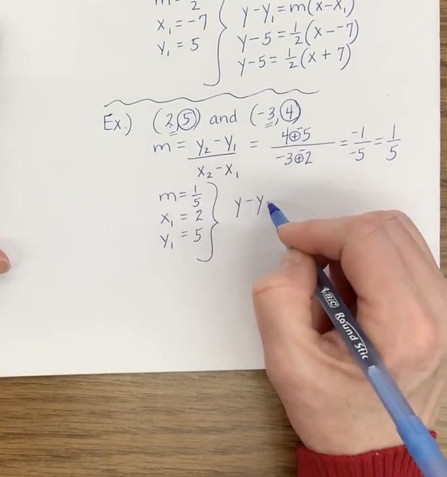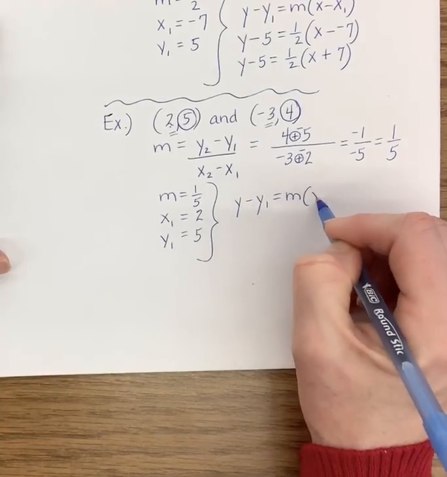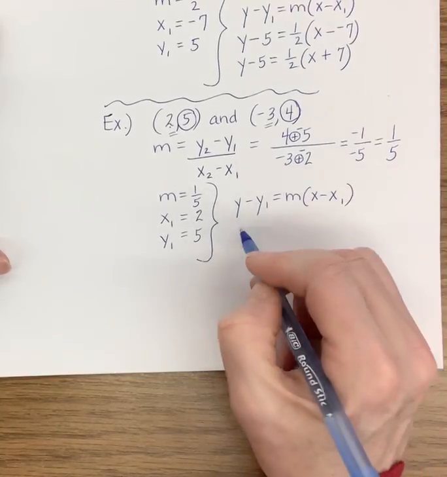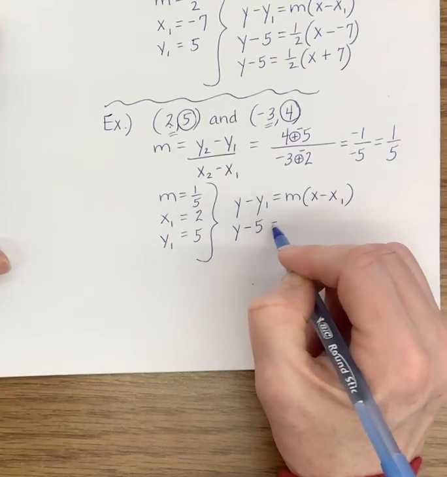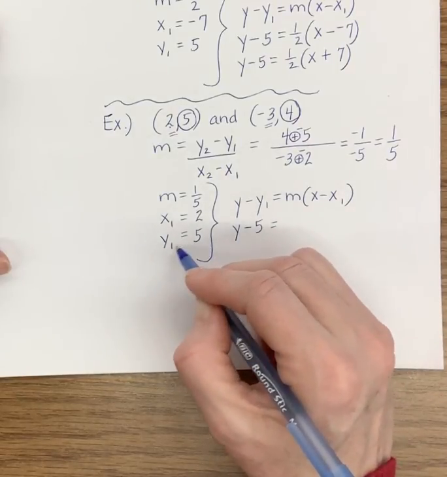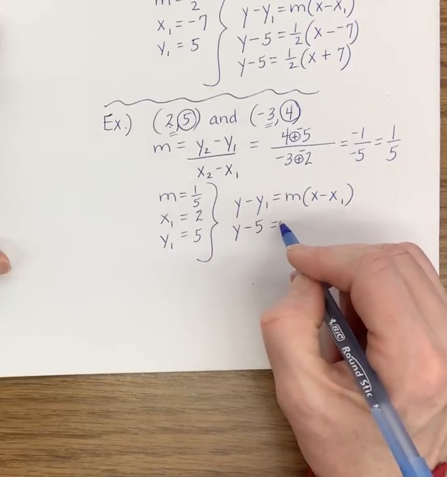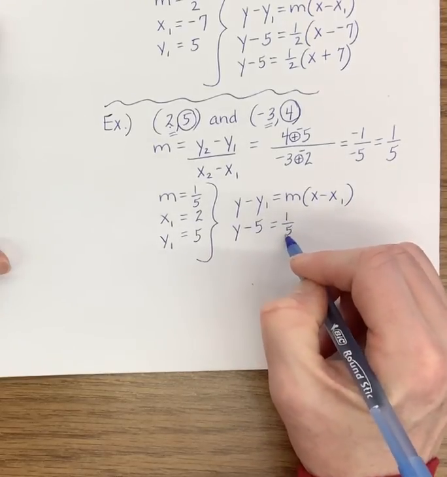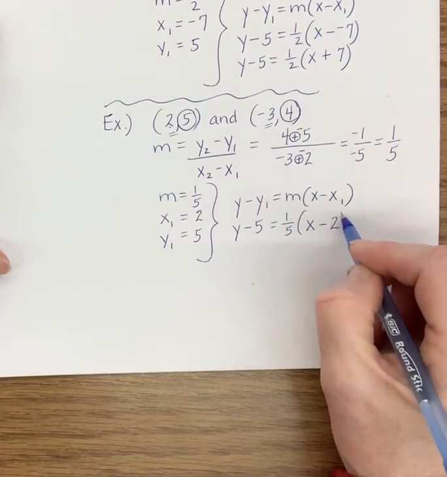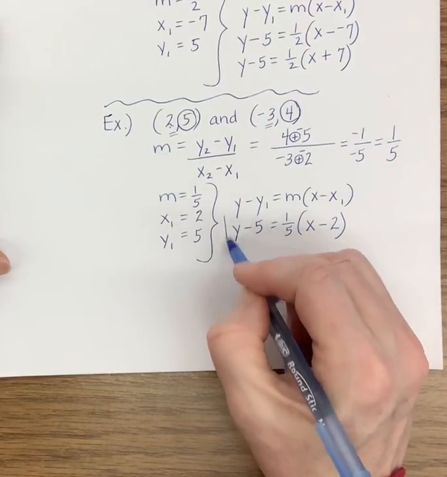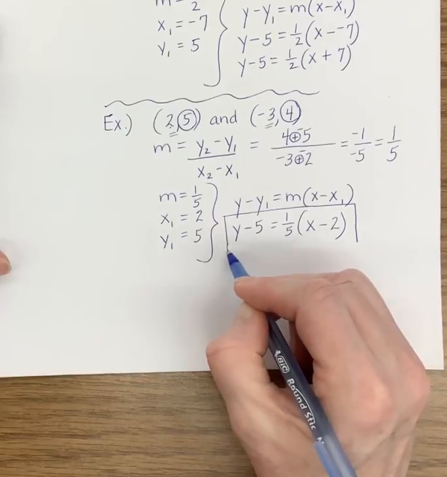We'll put these values into the point-slope form of an equation, and we have y minus 5, just substituting in the equivalent value for y sub 1, m is 1/5, and x sub 1 is 2. And here we have our equation in point-slope form.